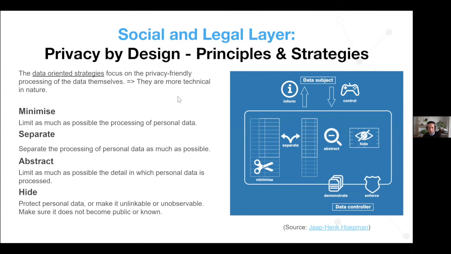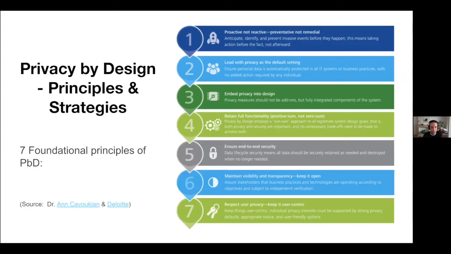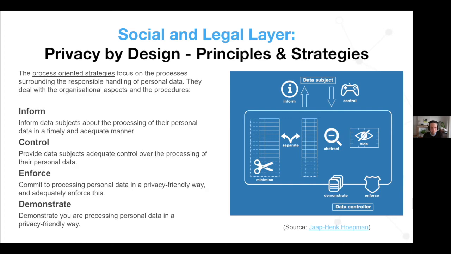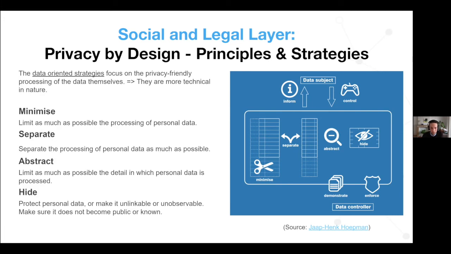I've used Jaap Henk Hoopman's open sourced methodology for this, and he's actually taken the principles set forth by Anke Vukje and her team one step further and translated them into data-oriented strategies that focus on the privacy-friendly processing of the data itself. So these four are more technical in nature, and then the process ones are more operational and organizational in nature.